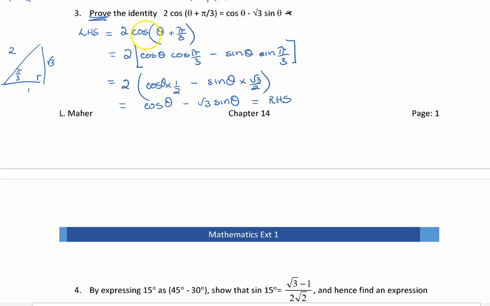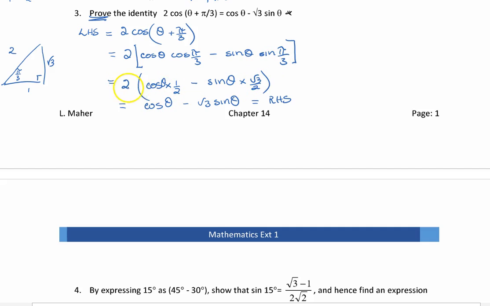So we use the expansion for the cos of the sum of two angles, which is cos theta cos pi on 3 minus sine theta sine pi on 3. When you see cos pi on 3, hopefully you're relating it back to your exact triangle. So we've got 2 times cos theta, which we can't change. But we can substitute for cos pi on 3, which is a half. Minus sine theta, which we can't change. But we can substitute for sine pi on 3, which is root 3 on 2.